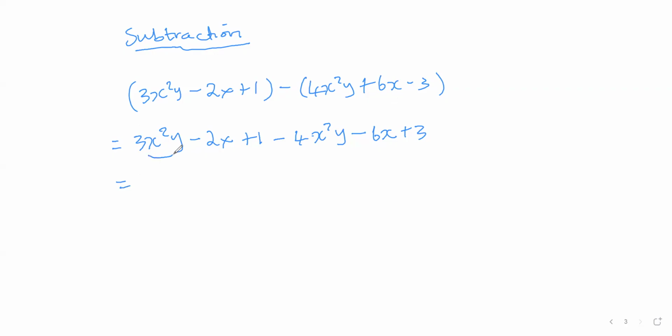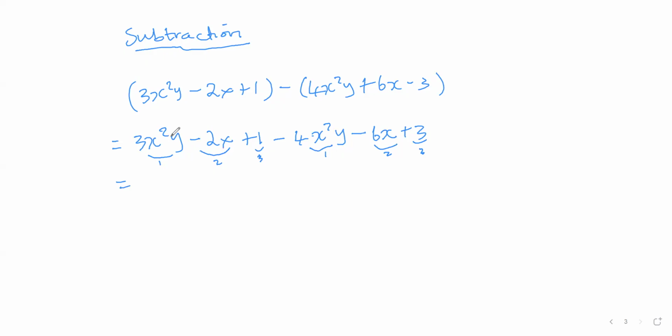So look at this term and this term are like terms, all right? This term and this term are like terms. This term and this term are also like terms. We already said like terms are terms that differ only in their coefficients. Okay, then this term and this term are also like terms. So we add and subtract like terms.